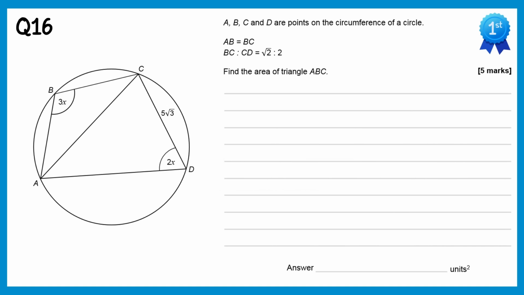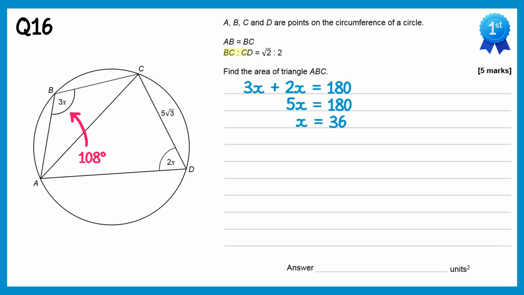In this question, the first thing to spot is that the angles 3x and 2x are opposite angles in a cyclic quadrilateral. This means they add up to 180 degrees. So 3x add 2x makes 180 degrees, which gives 5x equals 180, and if you divide both sides by 5, you'll get x is 36 degrees. This means we can find this angle 3x here by timesing 36 by 3, so this angle is 108 degrees.